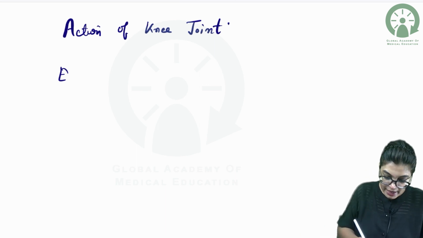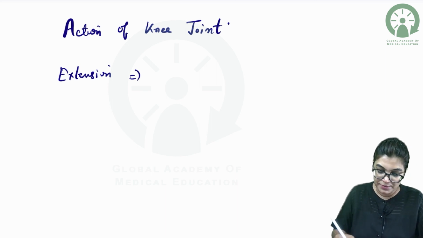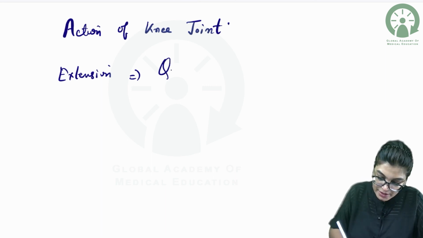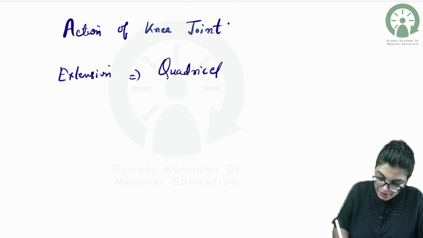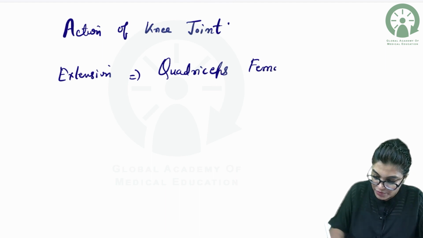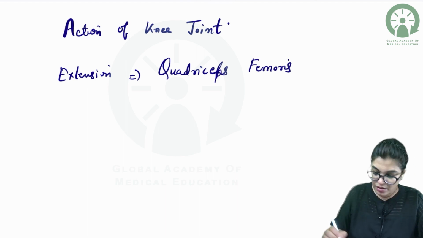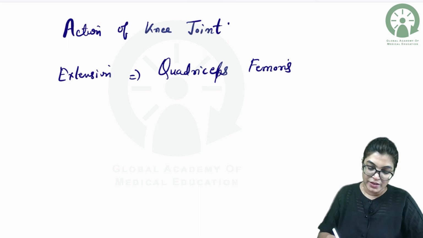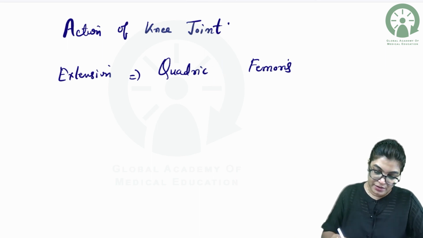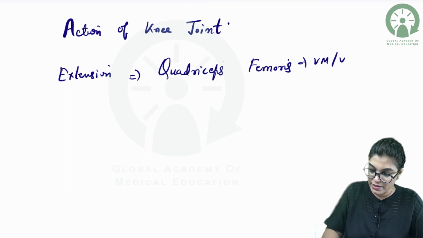Now, extension of the knee is done by the quadriceps femoris muscle. And we know that quadriceps femoris muscle is made of 4 components. What are they? They are vastus medialis, vastus lateralis, vastus intermedius, and rectus femoris.